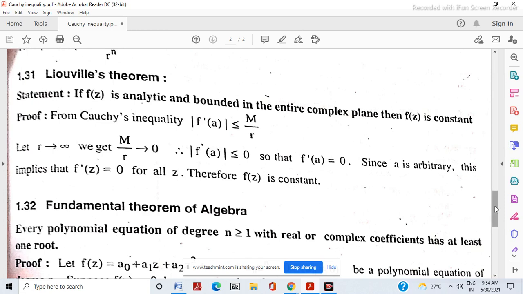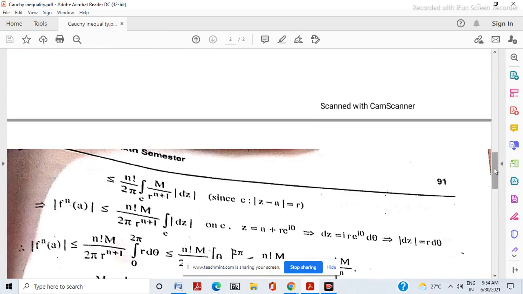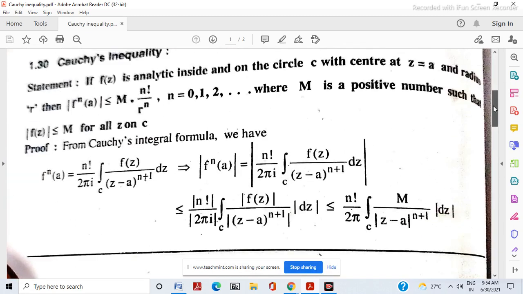We should apply Cauchy's inequality here. What is Cauchy's inequality? F of z is analytic inside and on the circle C with the center at z equal to a, radius r, and modulus of f of z less than or equal to M. That is meant by bounded only. Then modulus of f^n of a is less than or equal to M n factorial by r power n. Here the condition is f of z is analytic and also bounded.